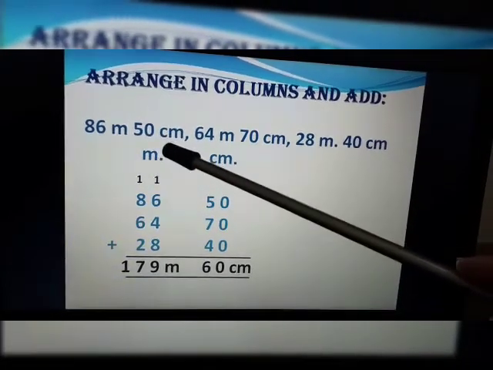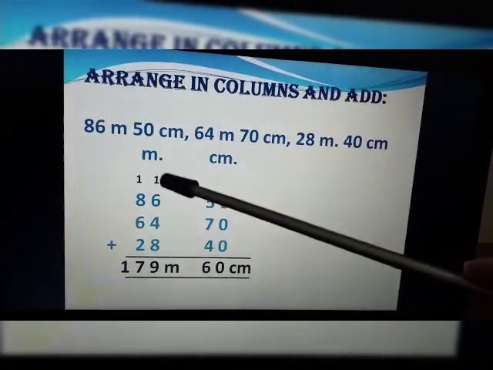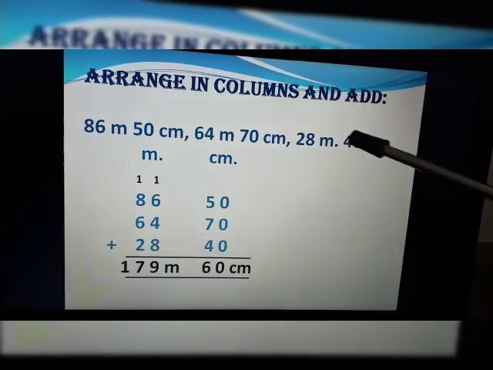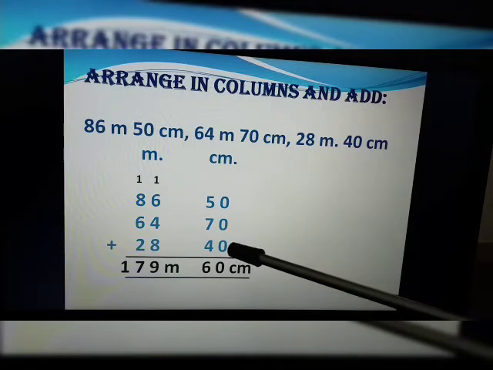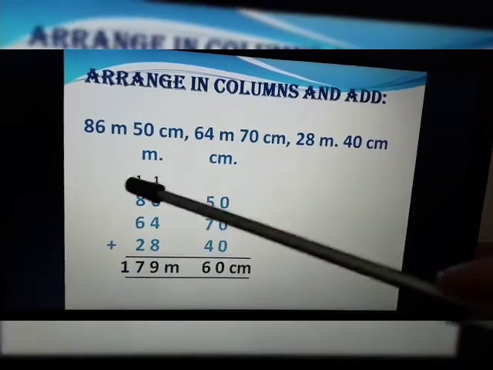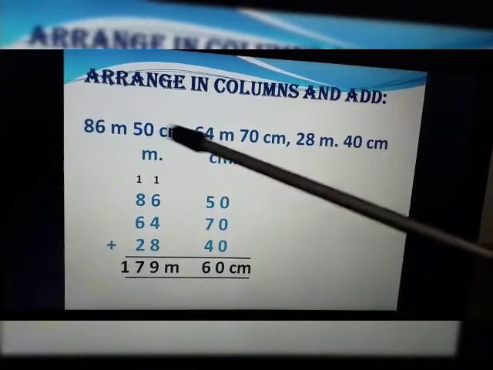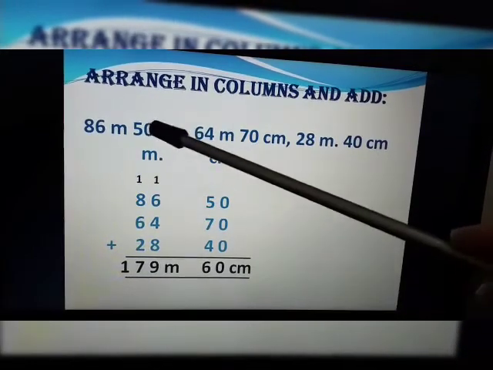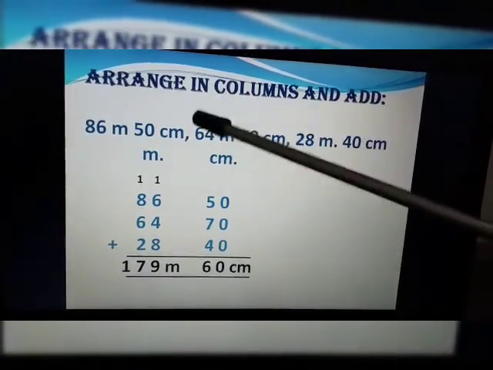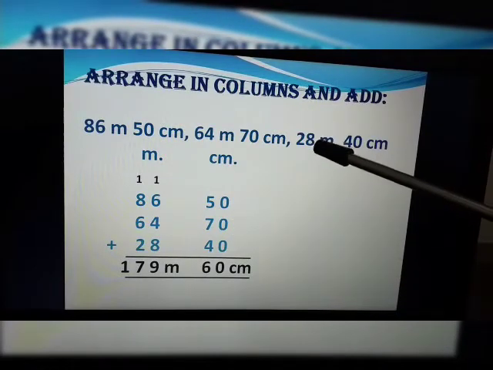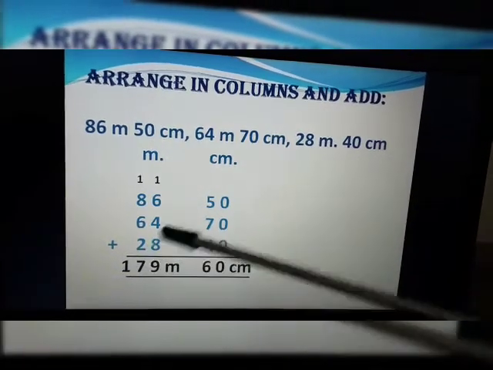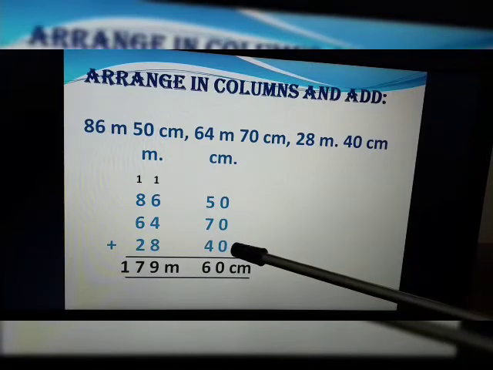तो हमको यहाँ क्या करना है, जितने भी मीटर वाले अमाउंट हैं हमको मीटर में लिखना है और सेंटीमीटर वाले अमाउंट्स को सेंटीमीटर में लिखना है. ओके, now we have to divide this in two columns, meter and centimeter. 86 meter and 50 centimeter. Now 64 meter and 70 centimeter. Here 28 meter and 40 centimeter.